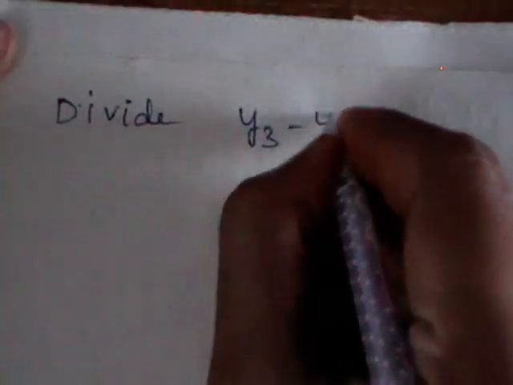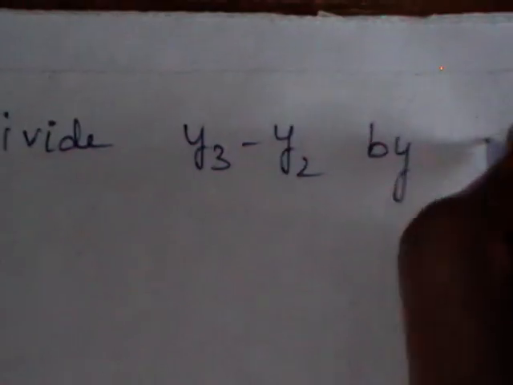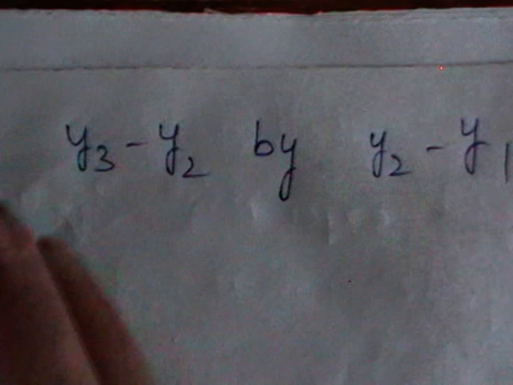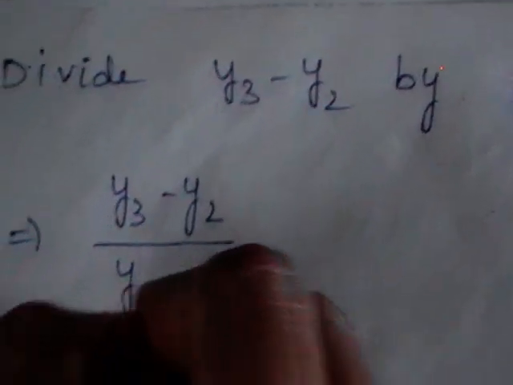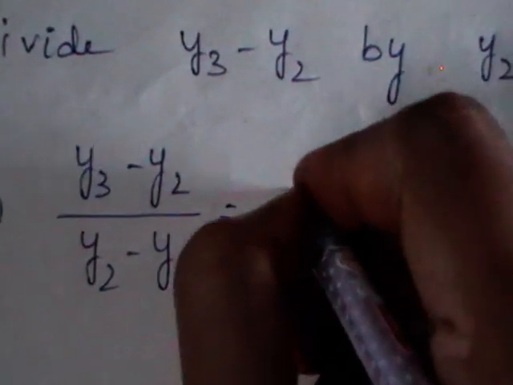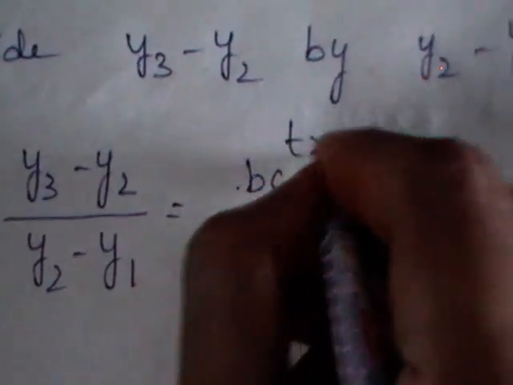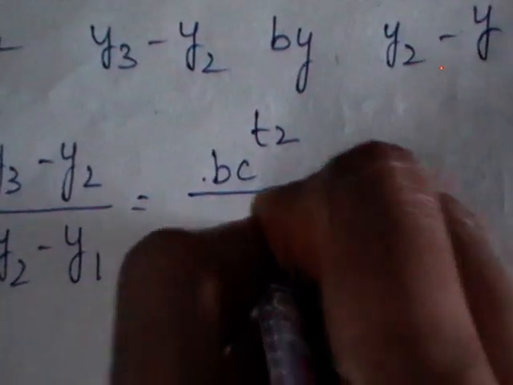Now, I said that fitting of any curve involves finding the constants. So we are going to find out the three constants a, b, c. So now let us divide y3 minus y2 by y2 minus y1. Then you will get y3 minus y2 by y2 minus y1 is equal to b c power t2 by b c power t1.